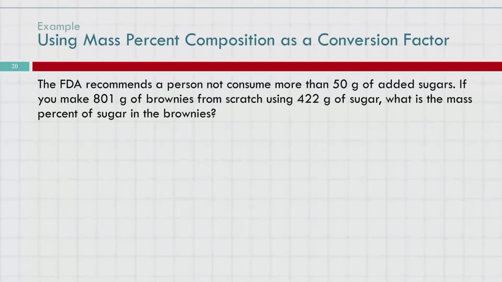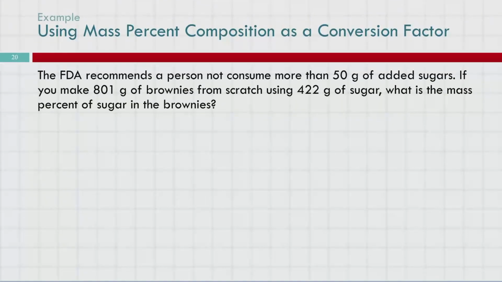All right, now let's say that we care about our macros. We care about the amount of fat, carbohydrates, and protein that we get in a day. We're counting our calories, but we also recognize that brownies are super delicious and we want to eat some brownies. So we know that the FDA recommends a person not consume more than 50 grams of added sugars in a day. If we're making 801 grams of brownies from scratch using 422 grams of sugar, what's the mass percent of sugar in the brownies? This is loosely based off of the Ghirardelli brownie mix that I had at home.